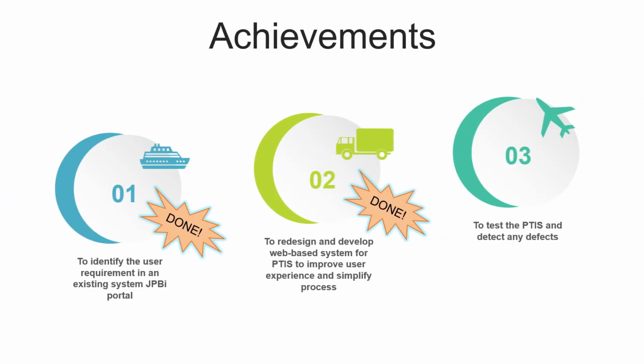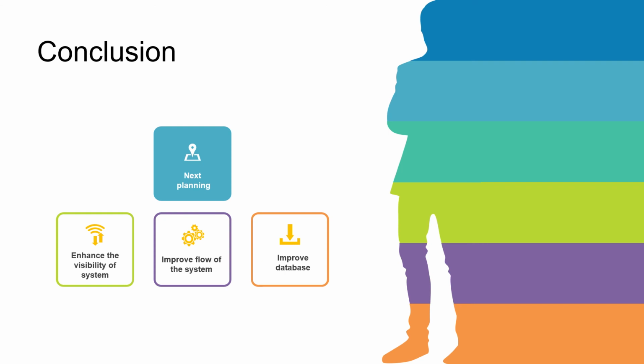Till now, I have achieved 2 of the 3 objectives that I stated before. I have identified and gathered all the user requirements and also redesigned the web system. For further planning, I will enhance the visibility of the system and improve the flow of the system and database implementation.